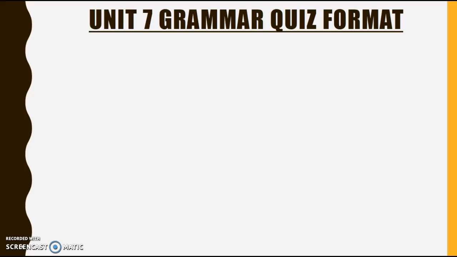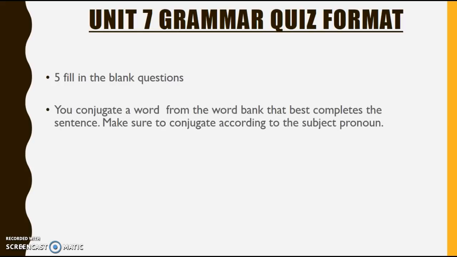Okay, so let's talk a little bit about the format. It's similar to the other ones we've done. So for Unit 7, we still have 5 fill-in-the-blank questions. For this one, you will be conjugating a word from a word bank that best completes the sentence. Make sure that you don't just put the word bank word in. You need to actually conjugate it according to the subject pronoun in the sentence.